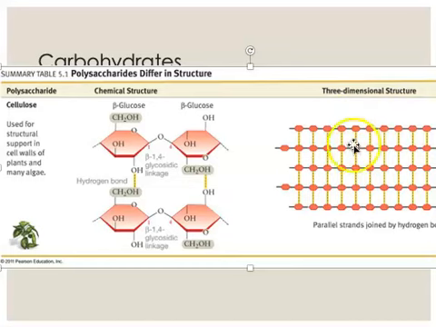Now, what joins these parallel strands of glucose are hydrogen bonds. And that's what they've drawn in here for us. We're going to see hydrogen bonds forming in between the individual strands of glucose.